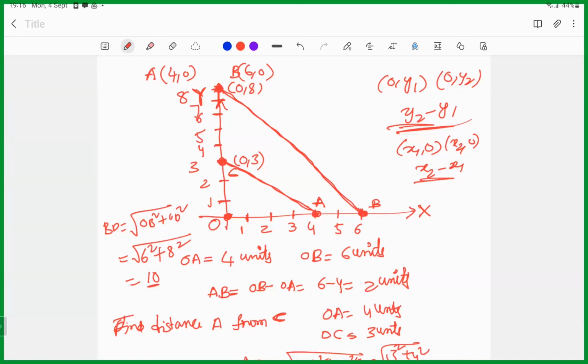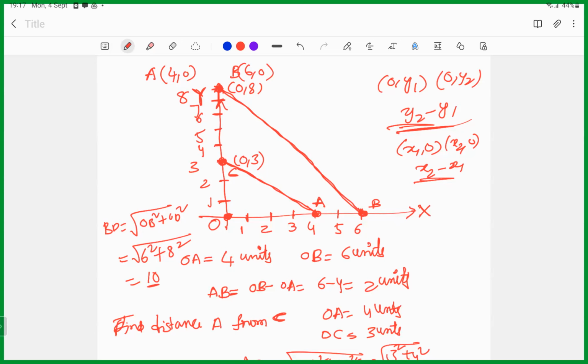So now if we consider 2 points not lying on a coordinate axis. So here we considered the 2 points lying on a coordinate axis. Here point A is lying on the x-axis, point C is lying on the y-axis. Point B lies on the x-axis, point D lies on the y-axis.